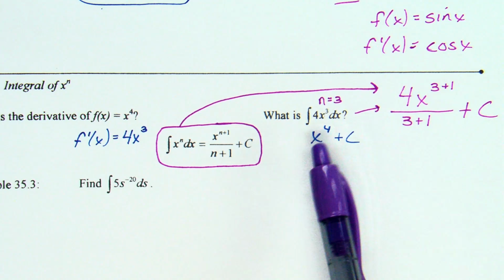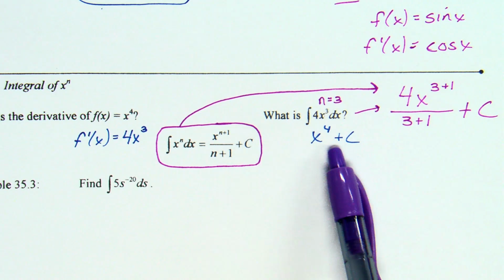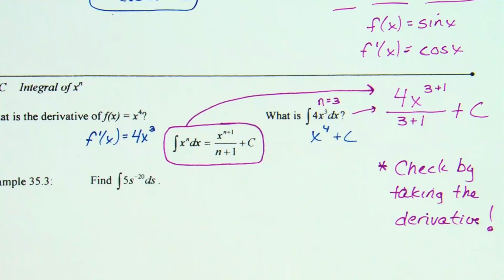And how do I check these answers? Doing it backwards means we're going to be taking the derivative, right? So you can always check yourself by turning around and taking the derivative. So I'm just going to write that in. Check by taking the derivative. Okay. I'm ready for example 3 whenever you guys are.